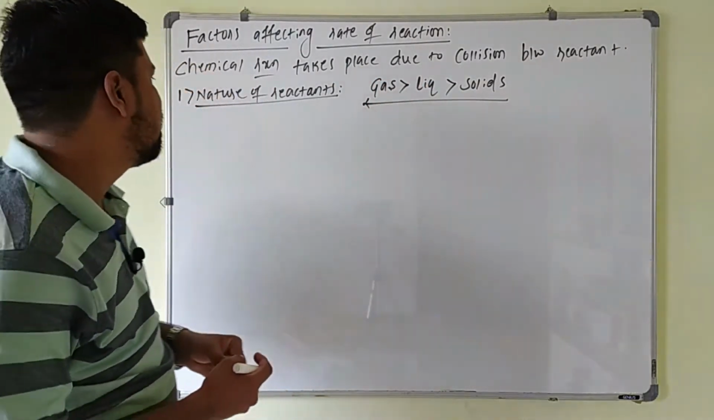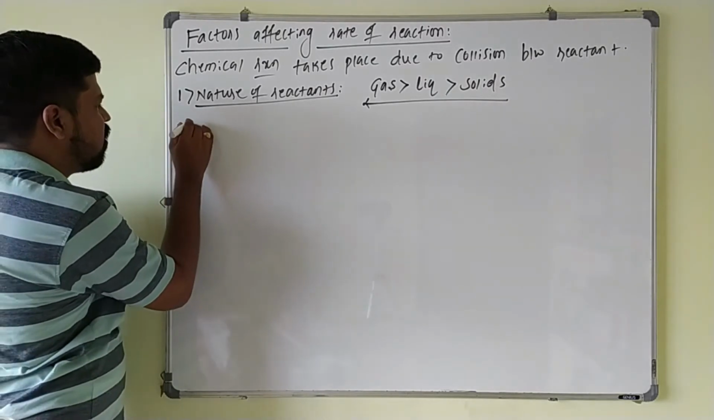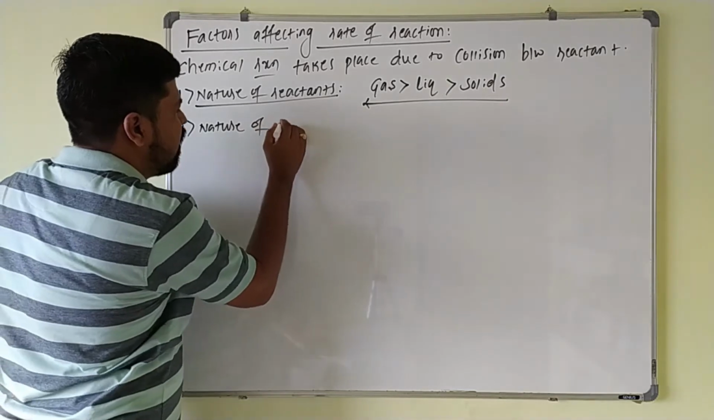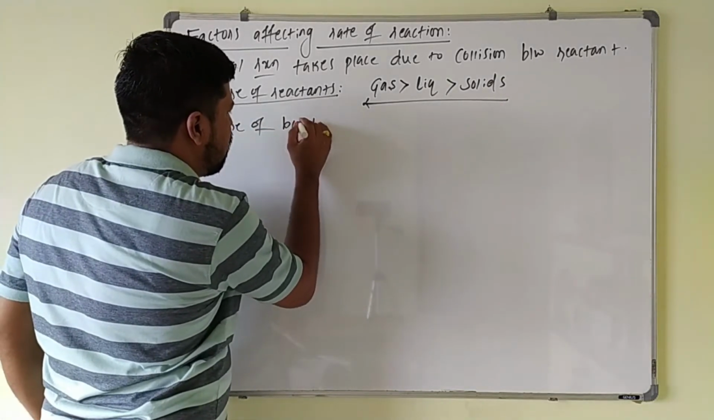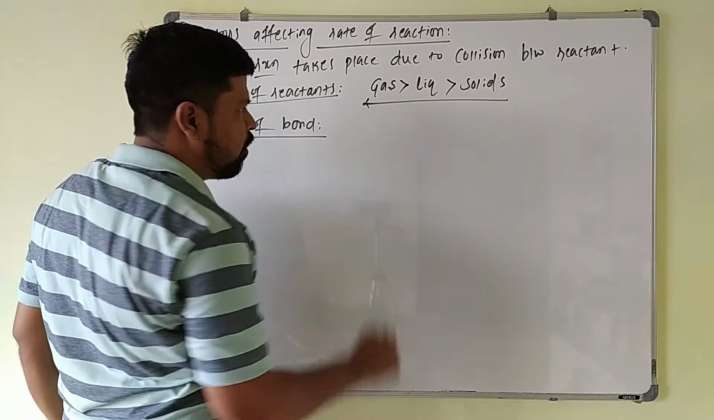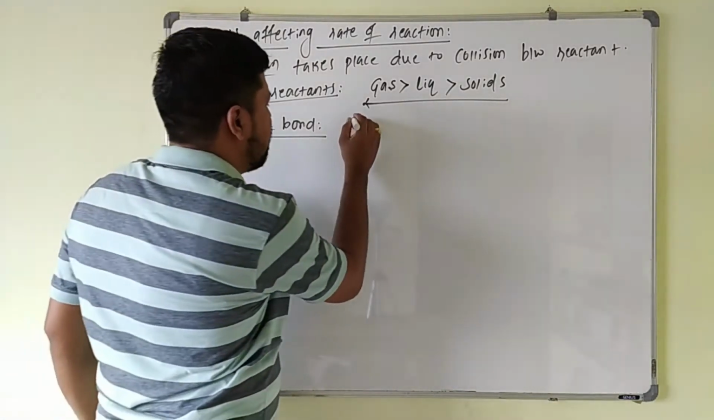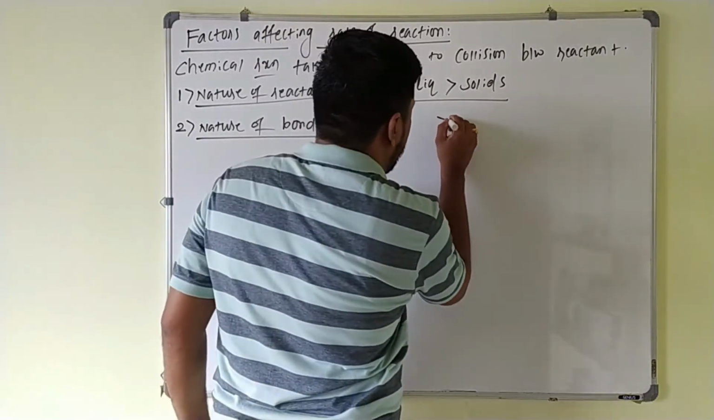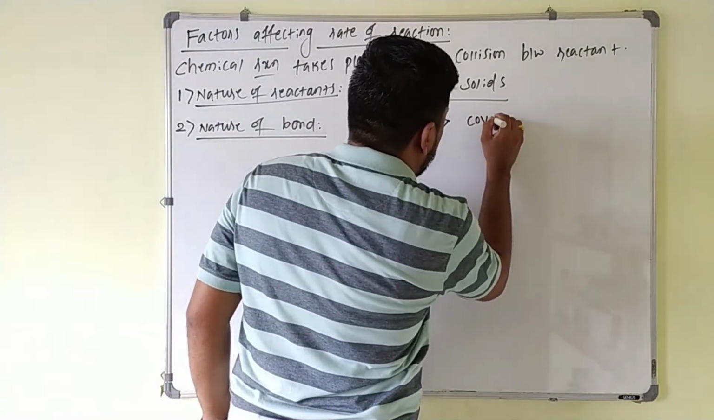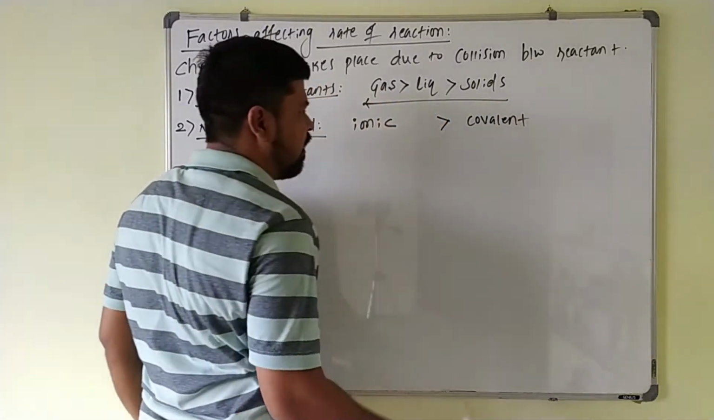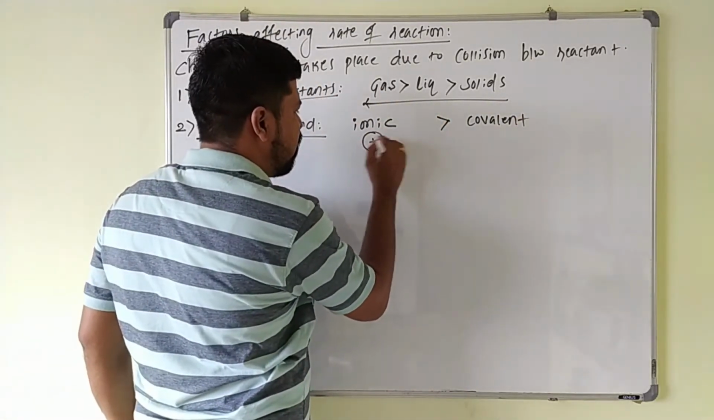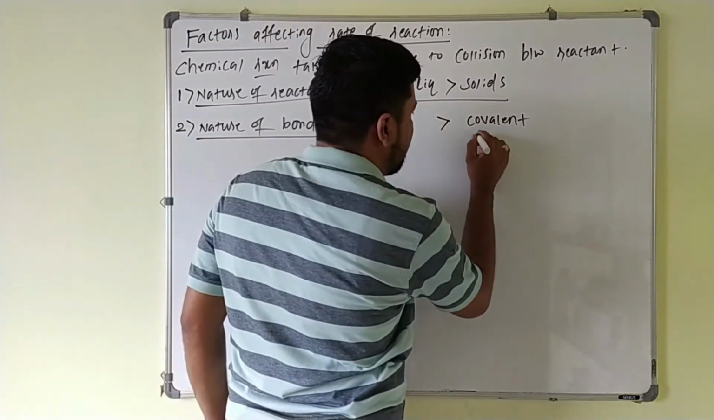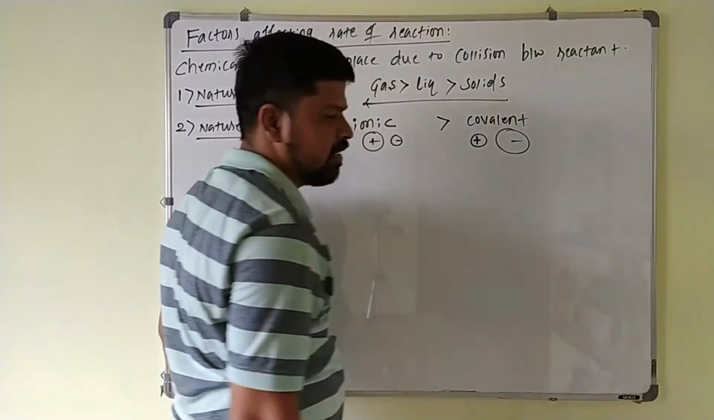The next point is nature of bond. Ionic reactions are very fast as compared to covalent reactions. Ionic has a larger cation and smaller anion. Covalent has a smaller cation and larger anion.